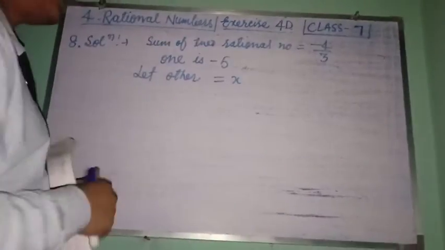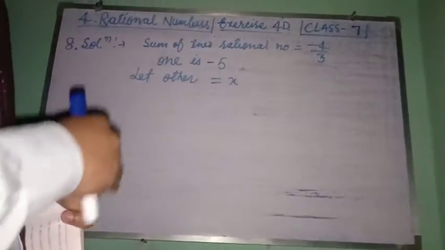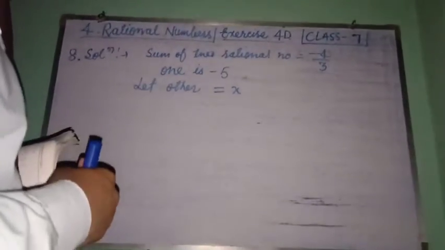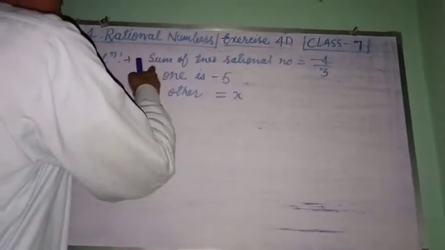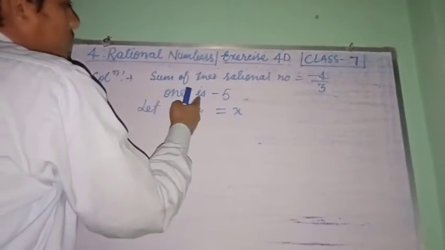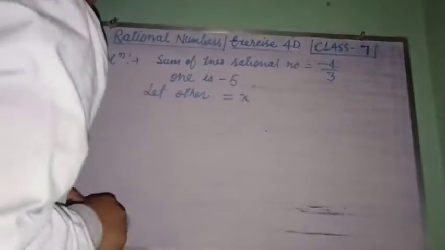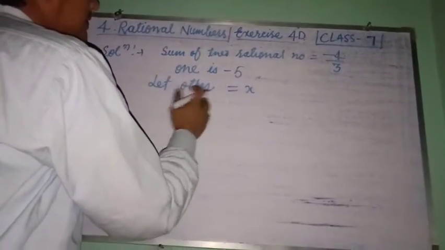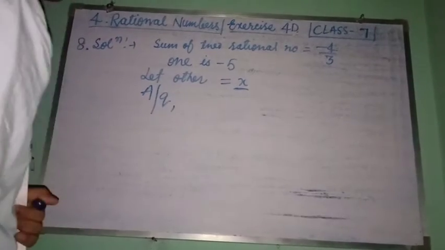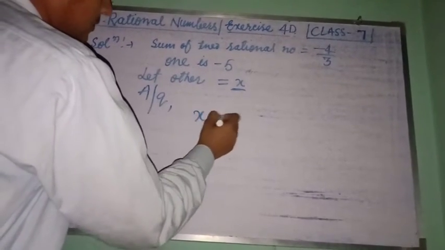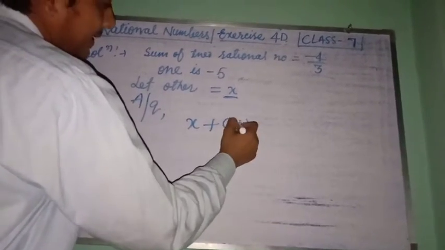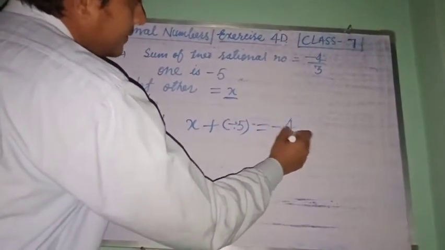Now, such type of questions we have already done in the previous video lecture. Once again, have a look. The given sum of two rational numbers is minus 4 by 3. One is minus 5. Then the other, let the other be x. Now, according to the question, the sum of x and minus 5 is equal to minus 4 by 3.